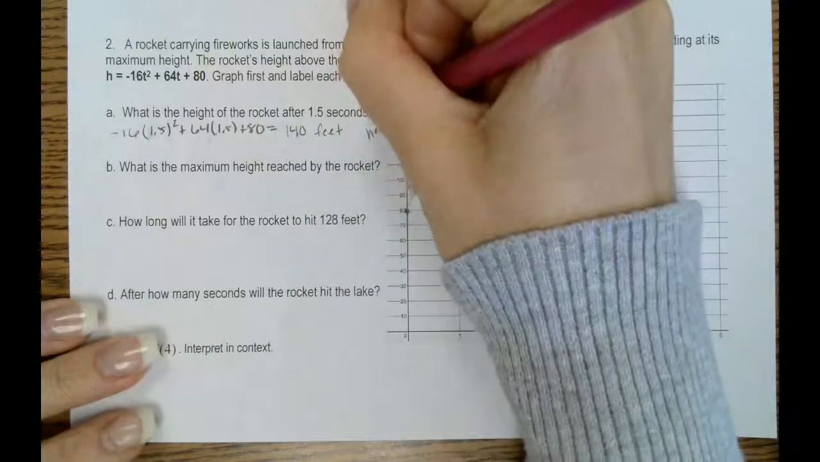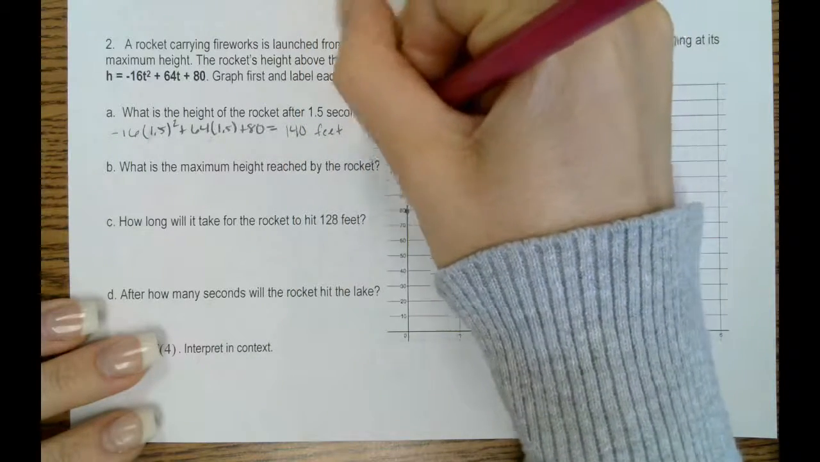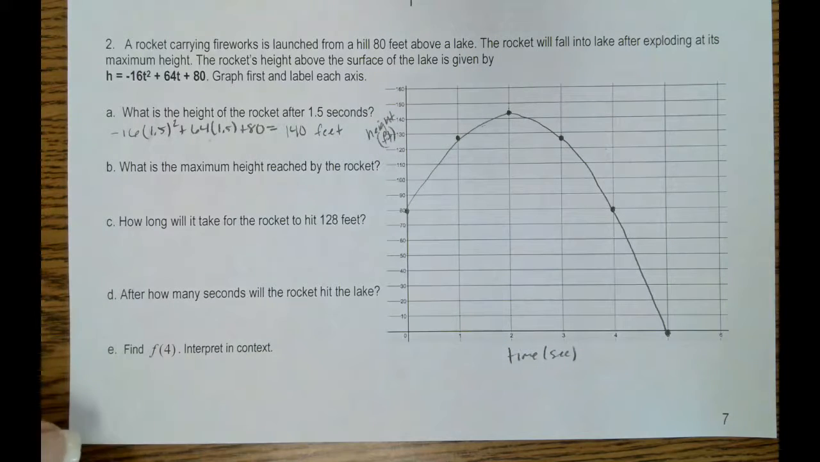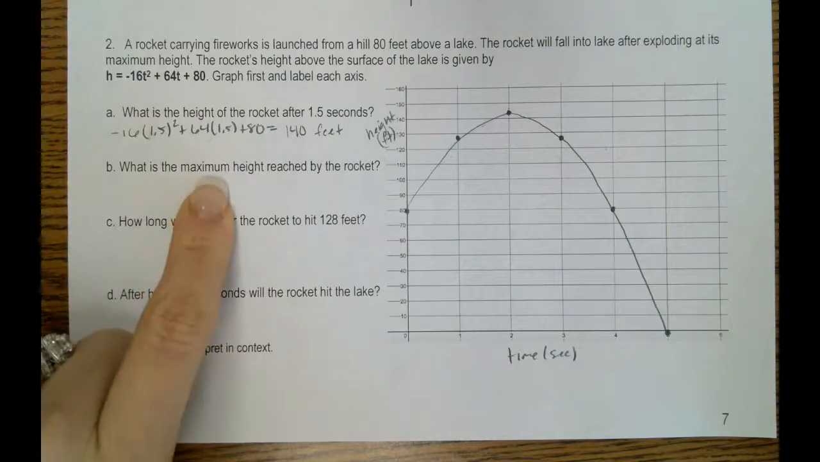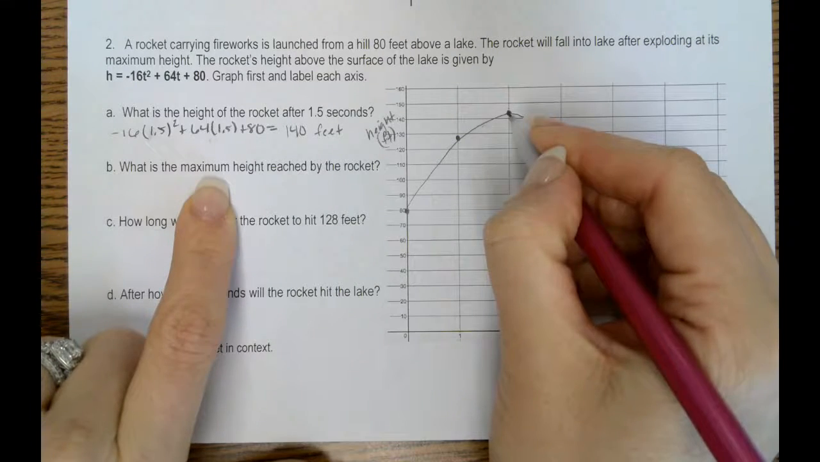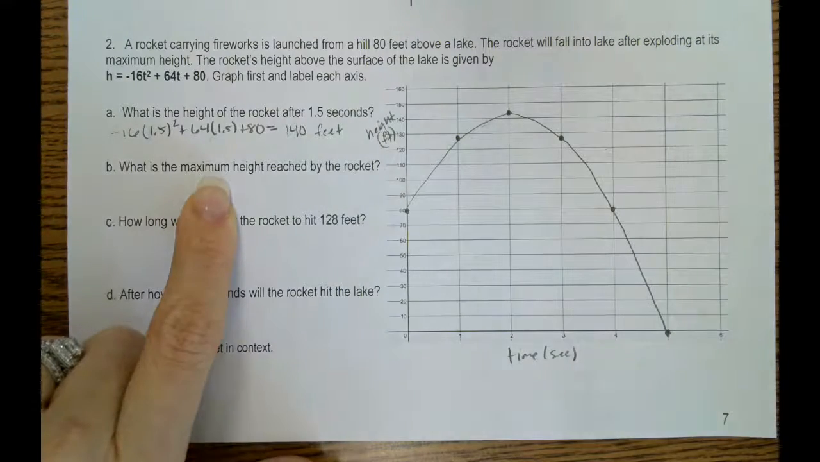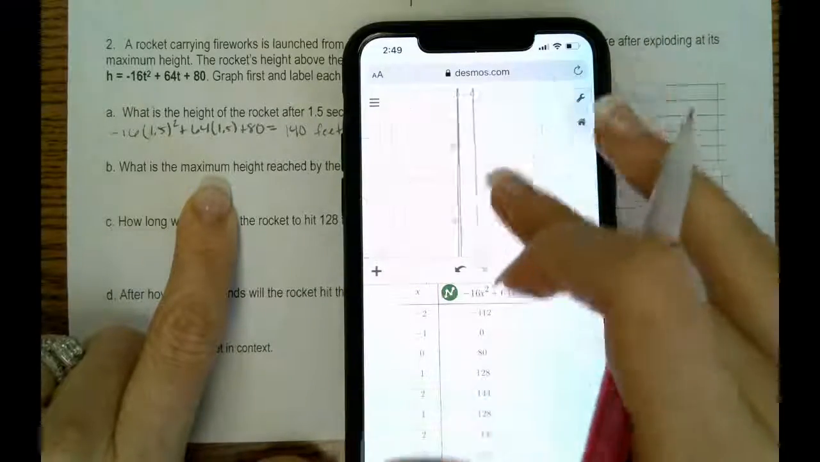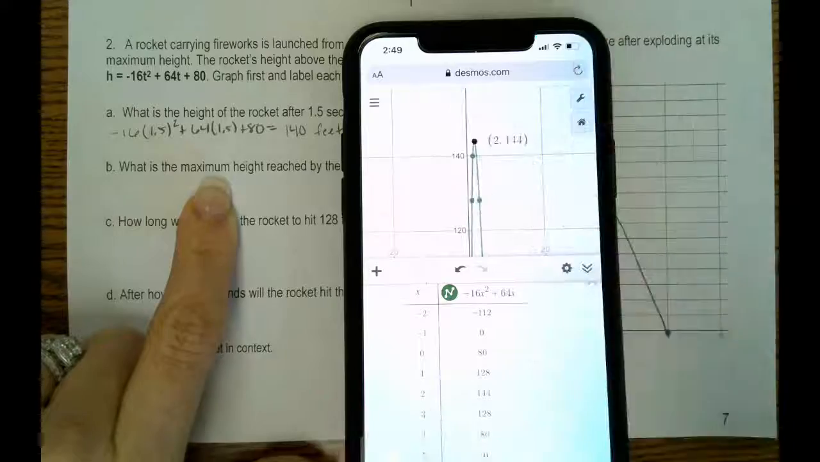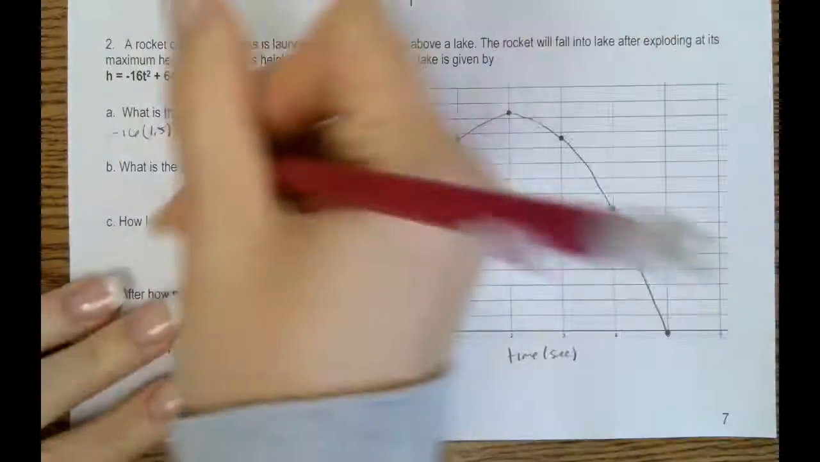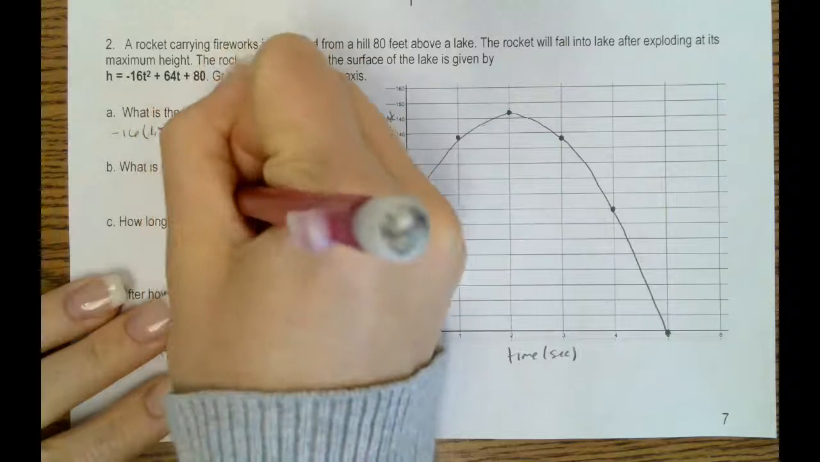Forgot to label height in feet, time in seconds. Okay. What is the maximum height reached by the rocket? That's this point up here, which was 144. So that height is the 144, or the y value.